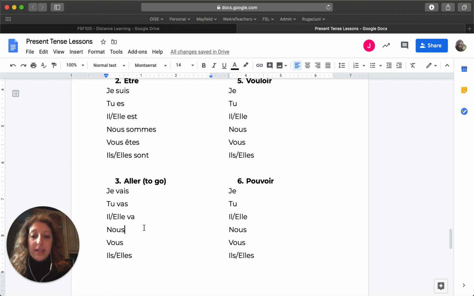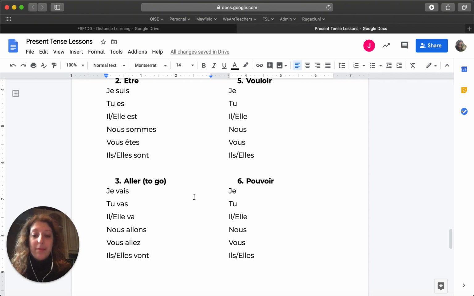But for now, this is just aller in the present tense, one verb at a time. We have nous allons, vous allez, and ils and elles vont. Okay, so aller starts with a V for most of the conjugations here, which is kind of strange, but that's just what the French have decided to do.